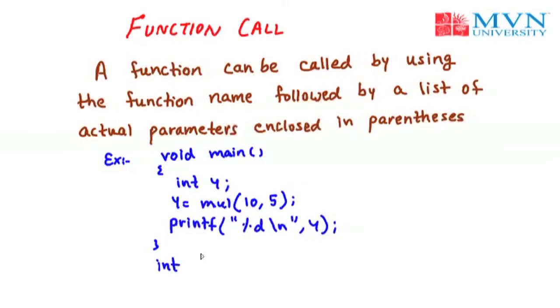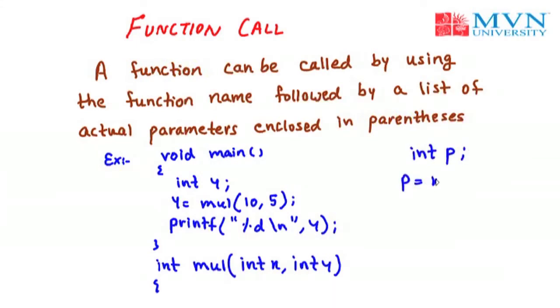The return type is int, the name is MUL, and the parameter list is int x, comma int y. Start the function, take the local variable p, then p is equal to x multiplied by y, and then return p, then close the function.